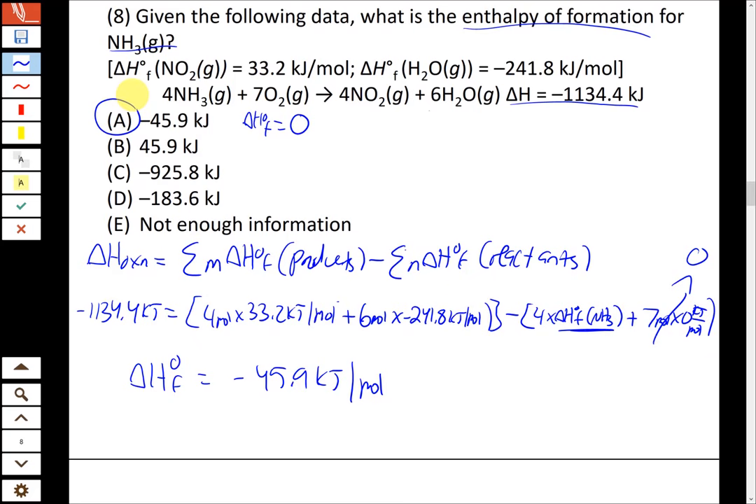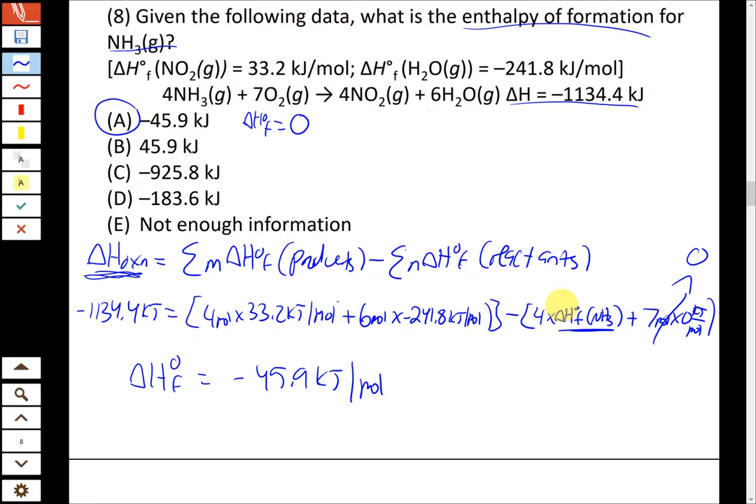Okay, so again, this equation here is going to be useful either for finding delta H for a reaction, if you know the delta H of formation of all the products and reactants, or in this case, there was one we didn't know, but we could use it to solve for that one unknown, and it works the same way. All right, any questions on that?